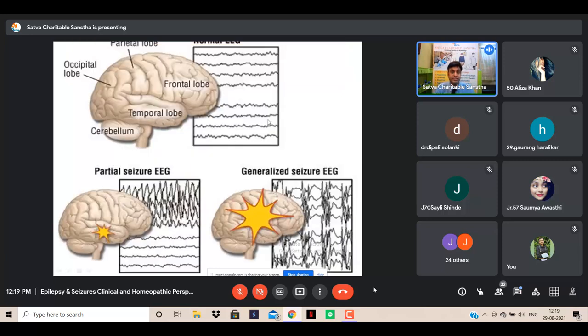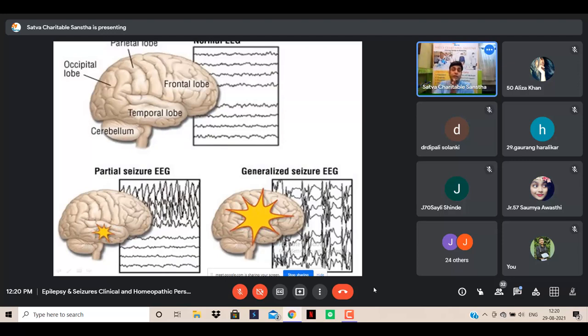So this is how the EEG will look: normal waves, then generalized, you can see the generalized EEG, there will be poly waves and the amplitude is also high. Now under the generalized seizure category, we spoke about absence seizure, we spoke about atypical absence seizure, we spoke about generalized tonic-clonic seizure.